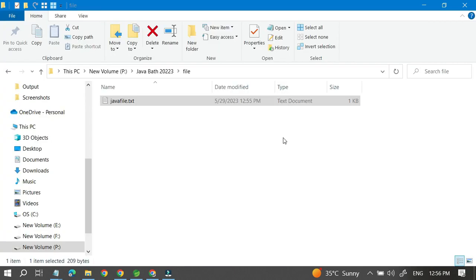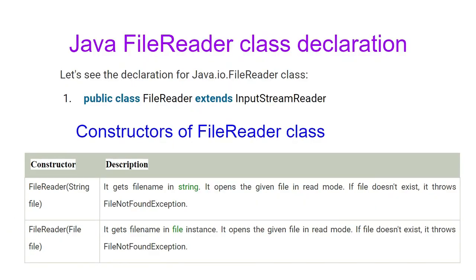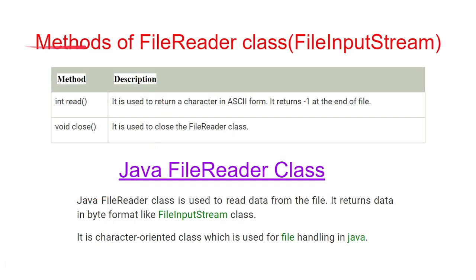Okay, so this is the file reader we are talking about. We have different file reader constructors. We can pass the file, or we can pass the file name directly as a string. Methods of the FileReader class: the int read method. It is used to return a character. It will not return the whole string.